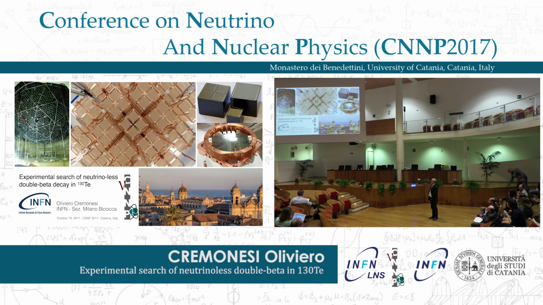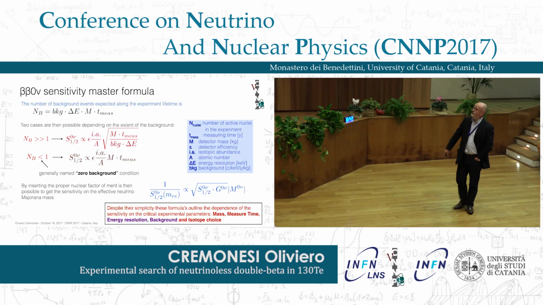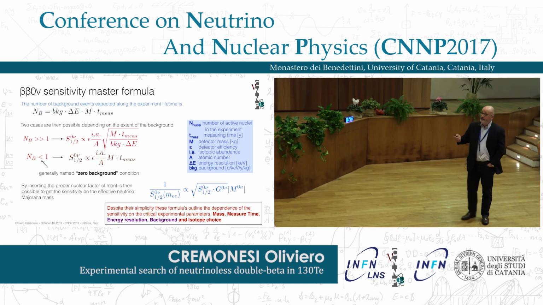Then I will continue the review on experimental searches for neutrinoless double beta decay, in particular focusing on tellurium 130. So this is a short outline of the talk. So why tellurium? Why are there many searches on them, and then the experimental approaches, in particular focusing on the ongoing or under preparation experiments or R&D, and finally some conclusions. Let me start from the usual sensitivity master formula.